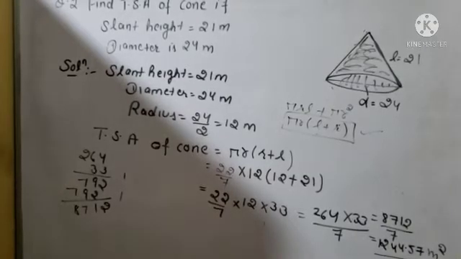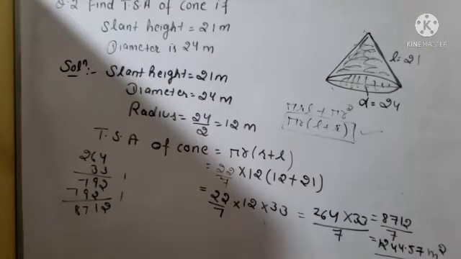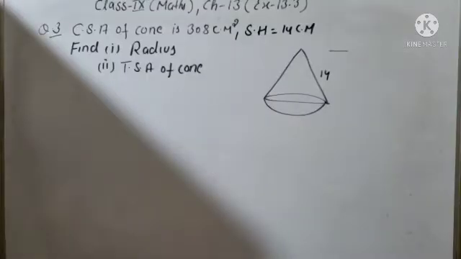So the formula will be pi r into r plus l. Put all the values here and divide and multiply, and you will get the answer 1244.57 meter square. So this one will be your total surface area. Clear? This was your question number 2. Yes. Now let's start our next question.